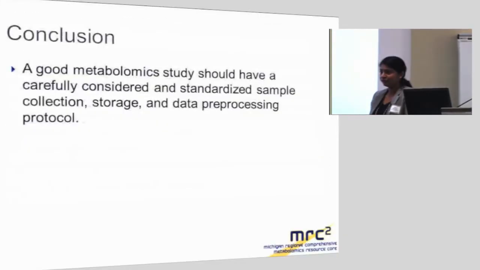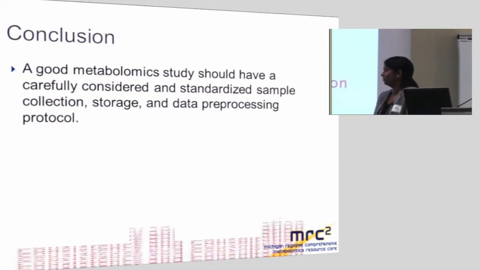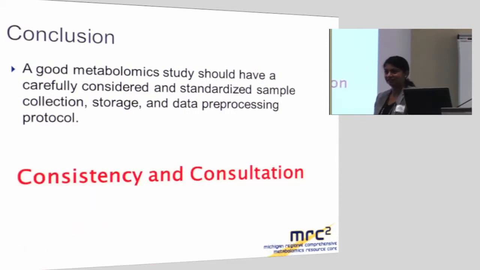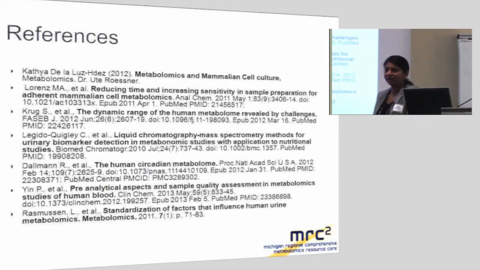So in conclusion, a good metabolomics experiment needs to have a carefully thought-out, standardized operating protocol. You need to think about how you're going to collect the sample, what time you're going to collect the sample, how you're going to store the sample, and how you're going to analyze the samples by normalization. And if you took anything at all from my talk, remember these two words: consistency and consultation. And these are the references I alluded to in my talk. And I can take questions.